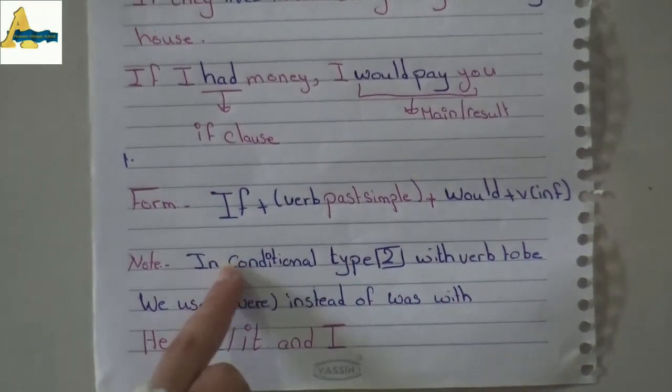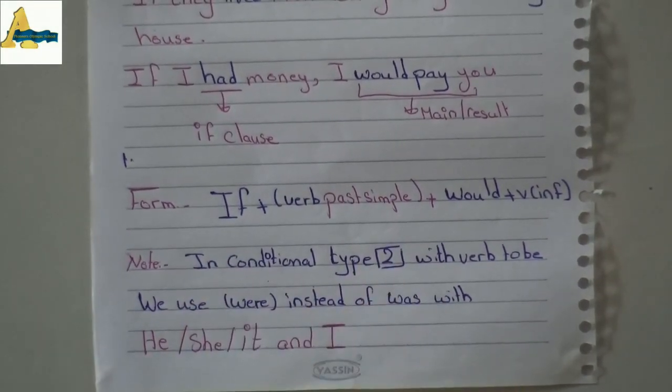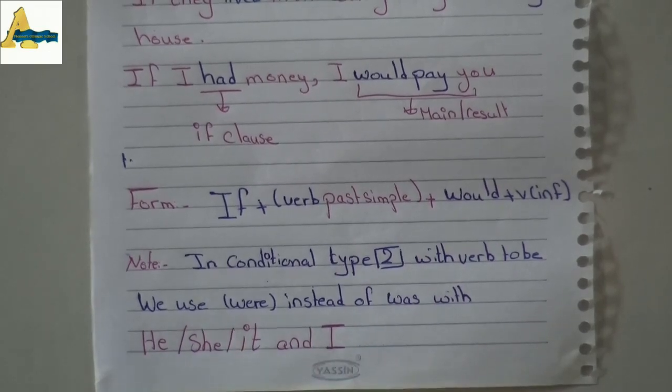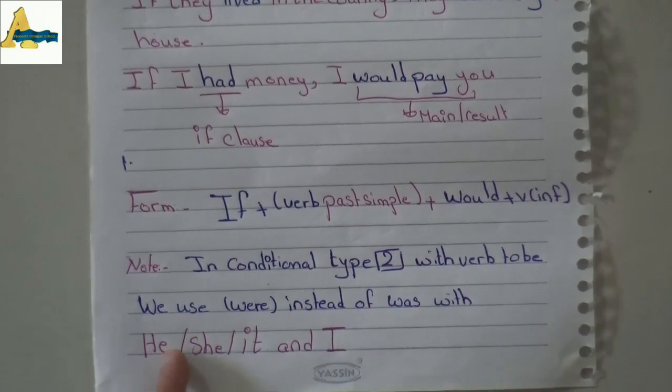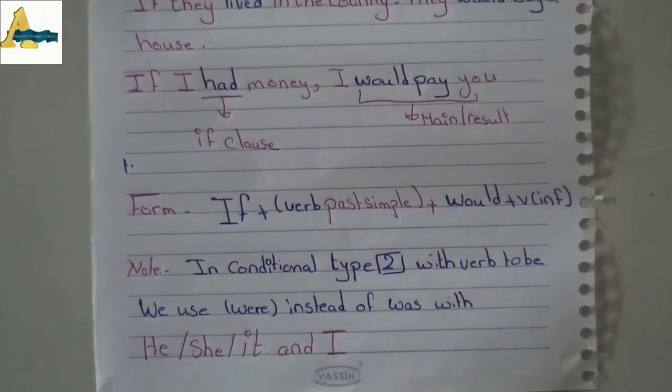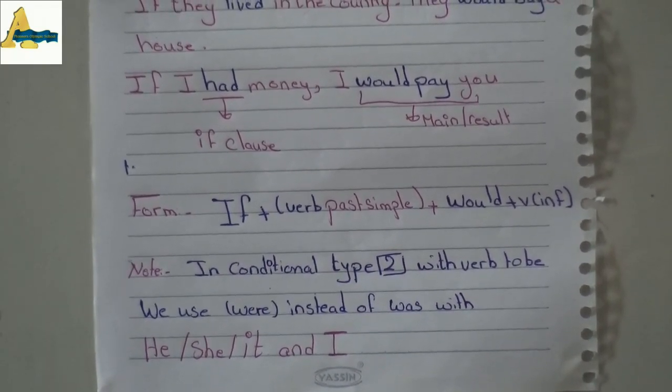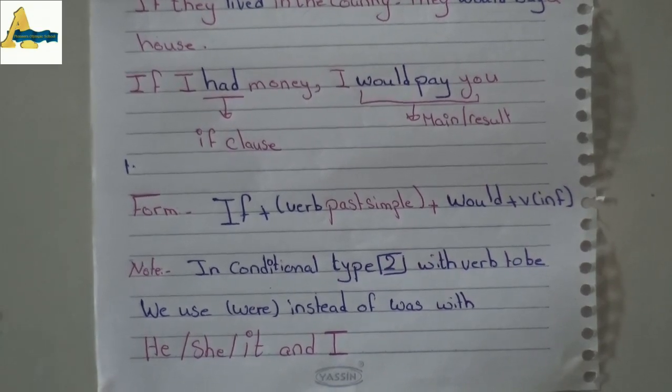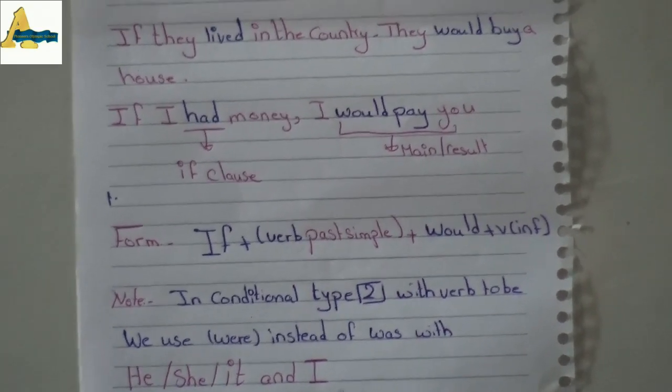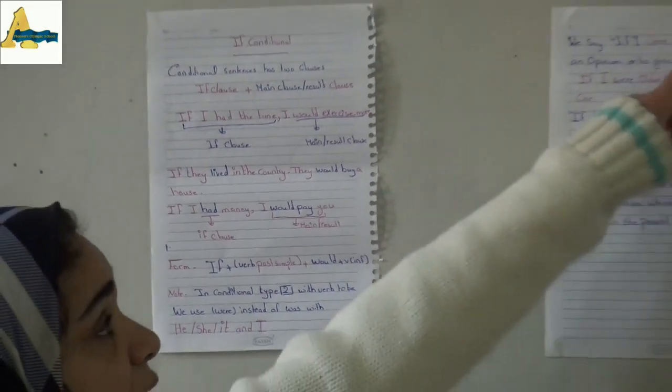If you noticed here in conditional type 2, we use were instead of was with he, she, it and I. As we knew, with he, she, it and I in the past simple, we usually put was for the verb to be. But in the if conditional, we put were. Why do we put were? To express an opinion or to give advice.